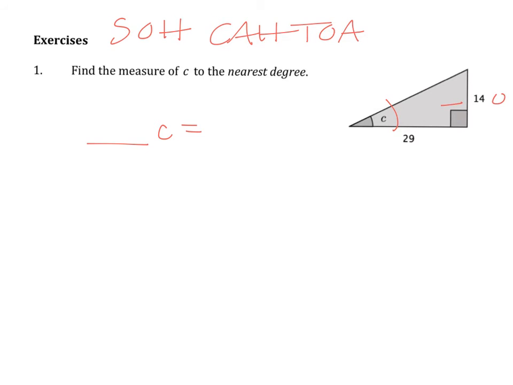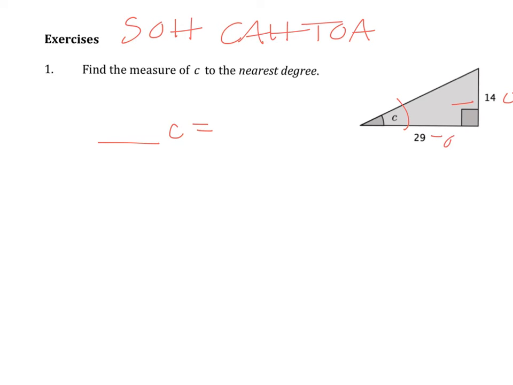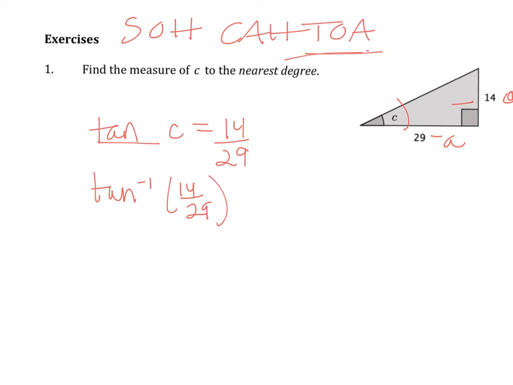of the sides, the opposite and the adjacent. So 14 over 29, that means we're using tangent. Since we're looking for the angle measure, we always use the inverse function. Go ahead and plug that into your calculator, hit Enter, and tell me what you get. Yes, you bet, it's 26 degrees.